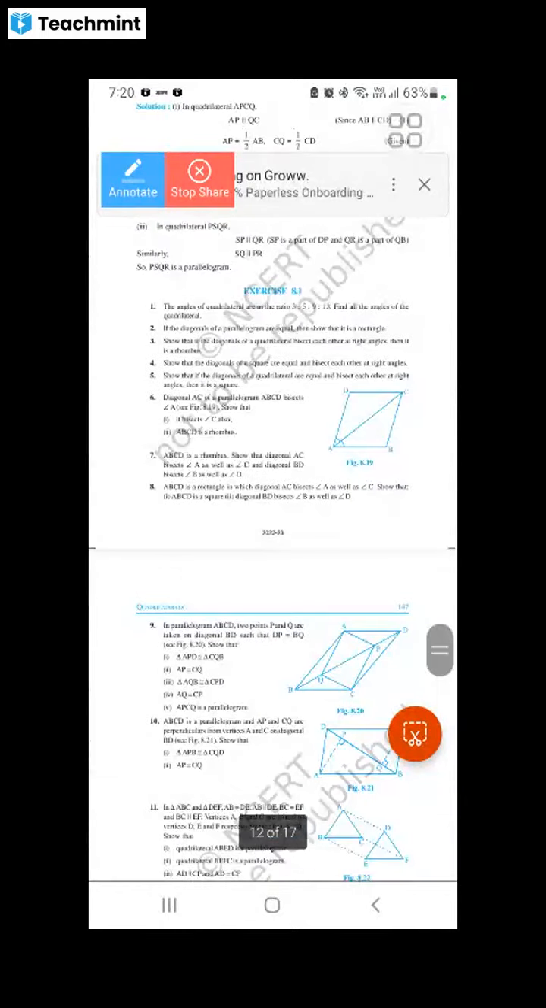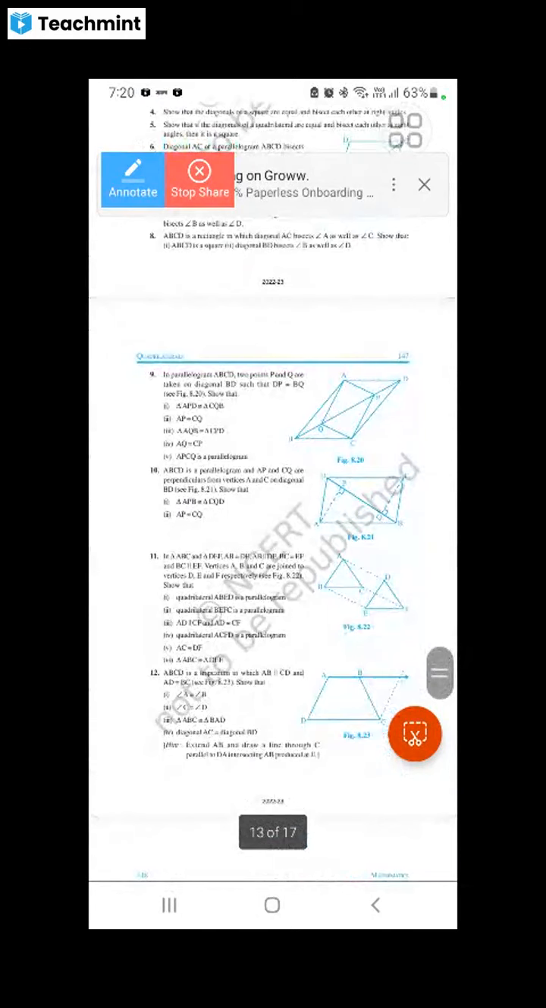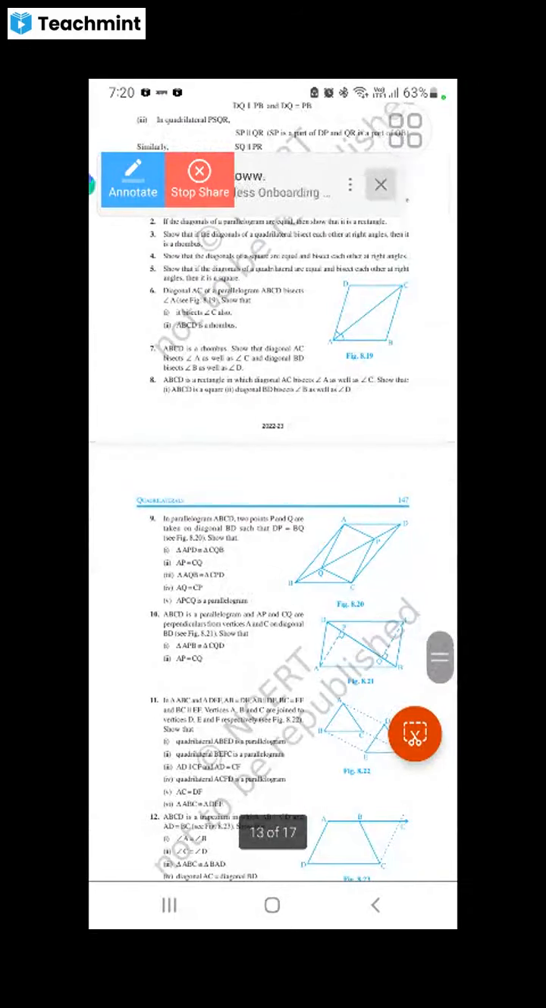Now you look at exercise 8.1 and look at them carefully. If there is any question, then I will discuss. 8.1.